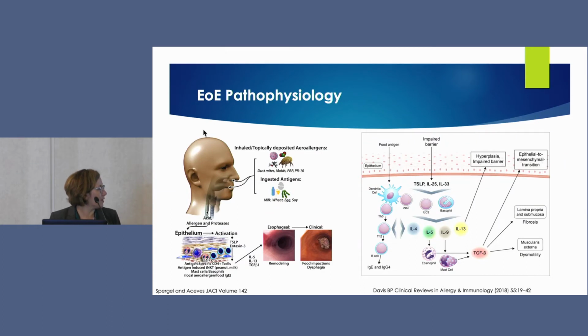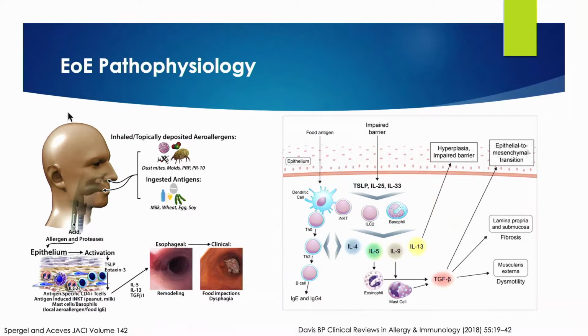Now, let's talk a little bit about the pathophysiology. So EOE is a disease that's antigen-driven. And basically, ingested antigens cause an allergic and inflammatory reaction in the esophagus. And this leads to inflammation that causes dysmotility, as well as structural changes through fibrosis that will then lead to food impaction and dysphagia and other symptoms.